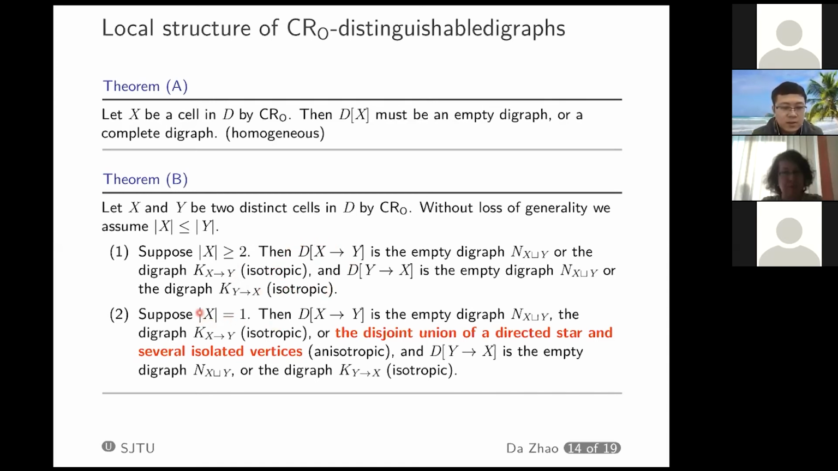Another case is that the size of X is 1, then there is one more possibility here. The arcs from X to Y are either empty, or one-sided complete, or the disjoint union of a directed star and several isolated vertices. Just X has several arcs to Y, and there are also some vertices in Y which do not receive the arcs. And this case is called anisotropic. And the arcs from Y to X are empty or complete, and they are categorized as isotropic.